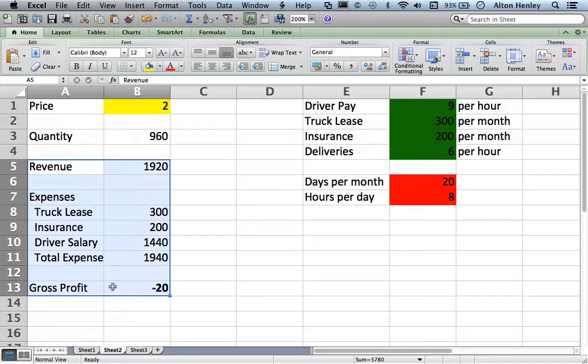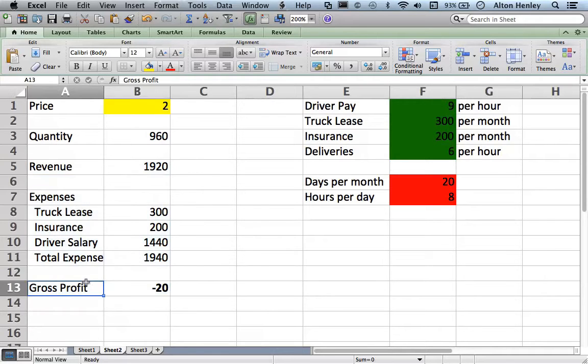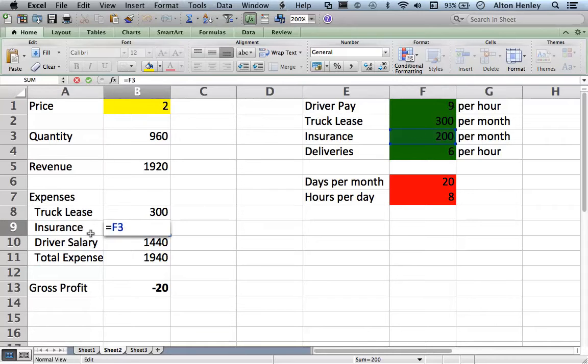And so I started my income statement, and I actually started my income statement working backwards. I said gross profit was equal to revenue minus total expense, because in this case, there really is no cost of goods sold. To get my total expenses, I need to know what my other expenses were. The truck lease was 300, which I got from here. The insurance is 200, which links to right here. And the driver's salary, well, the driver's salary was going to be the driver pay times some time numbers, and I didn't have them, so I had to make assumptions.